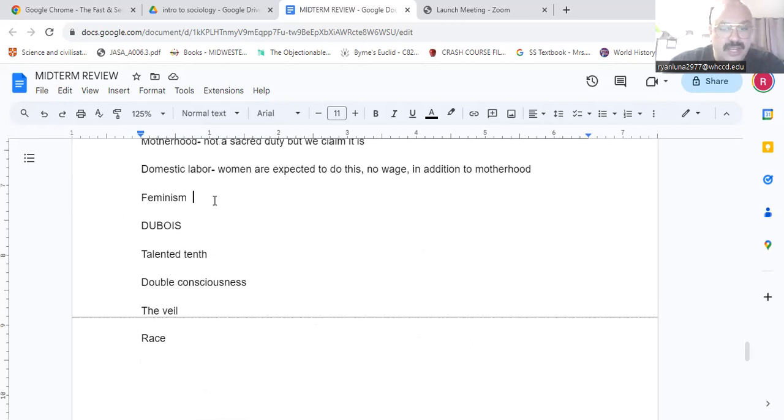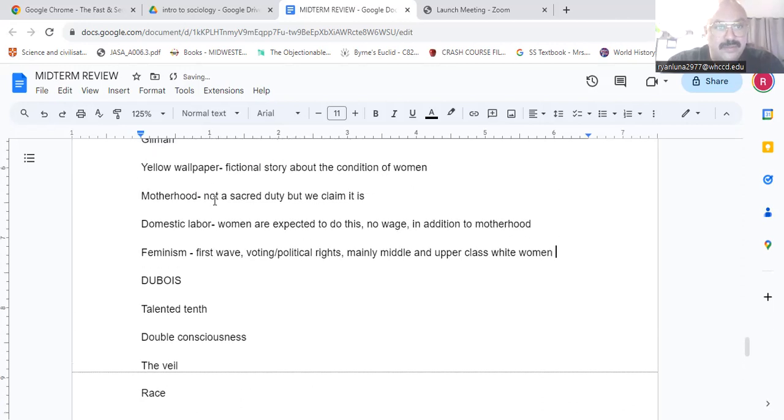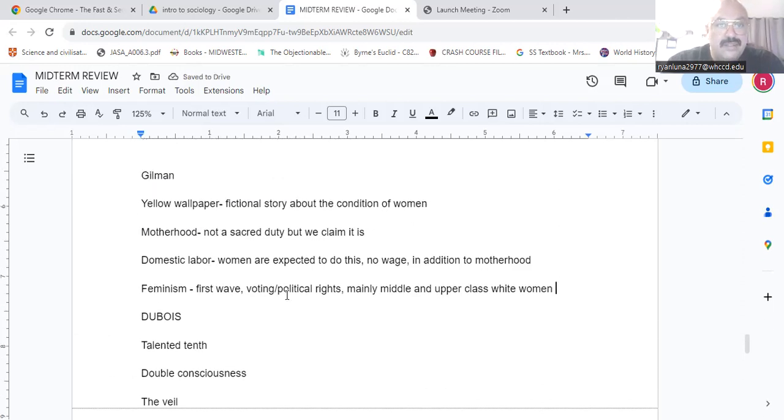Feminism, first wave, mainly concerned with voting rights, political rights. Mainly middle and upper class white women. Okay. Basic questions about Gilman, basic ideas.